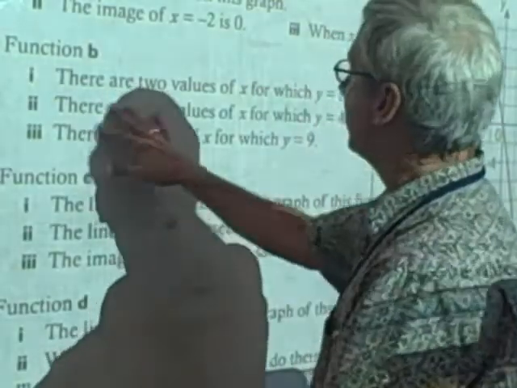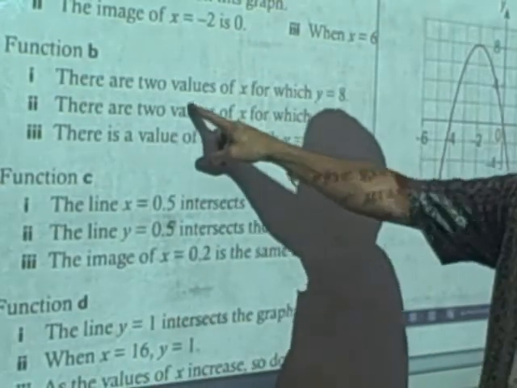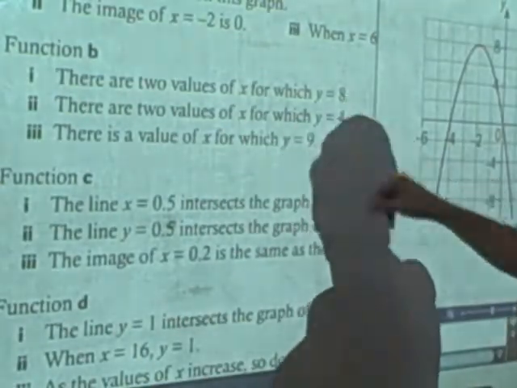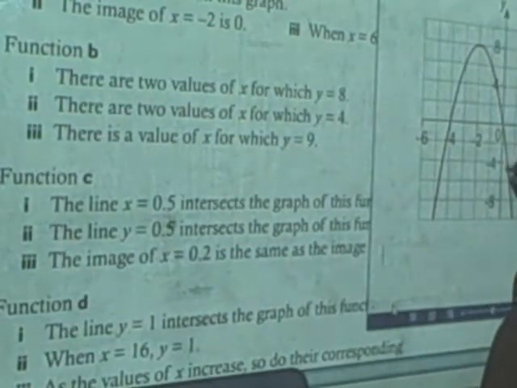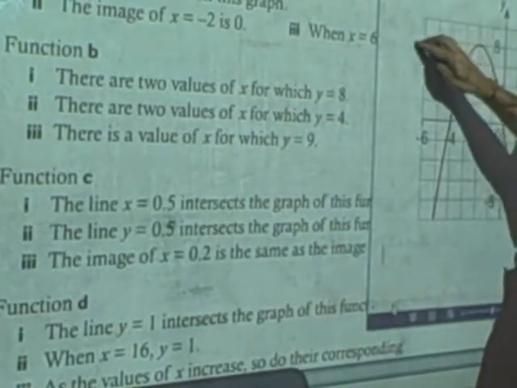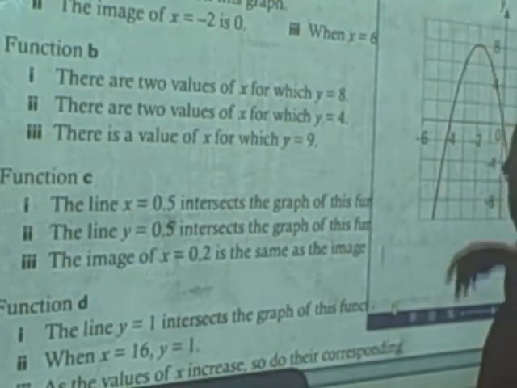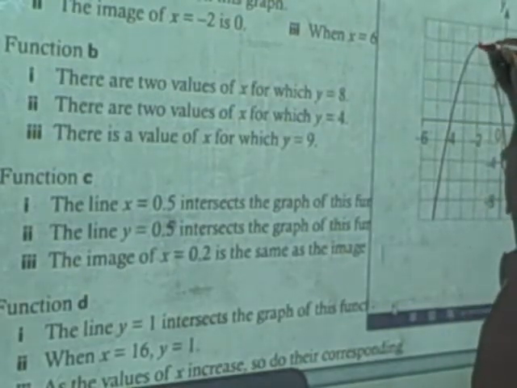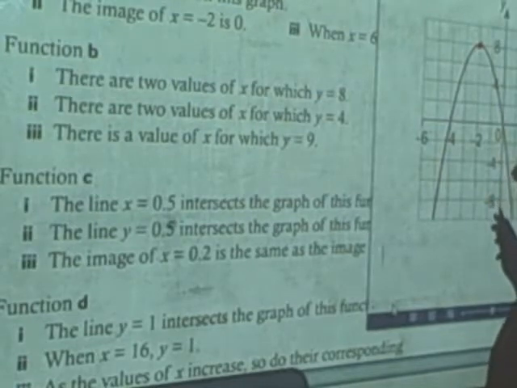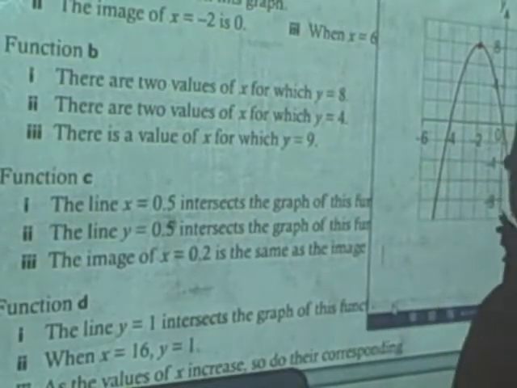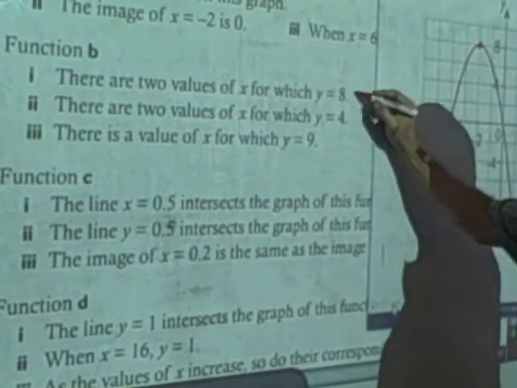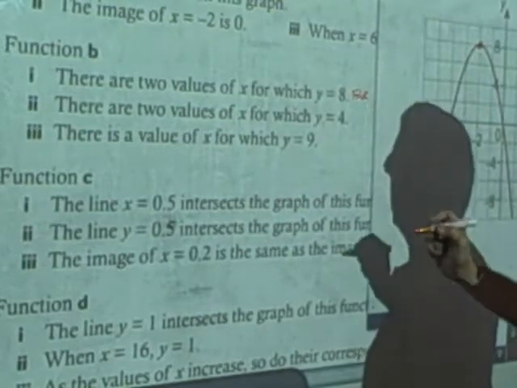First question, true or false, there are two values of x for which y is equal to 8. Here's the y-axis, here's y is equal to 8. So this horizontal line is where y is equal to 8. It only hits the graph at one point, right there. So there's only one value of x for which y is equal to 8. So this is false.